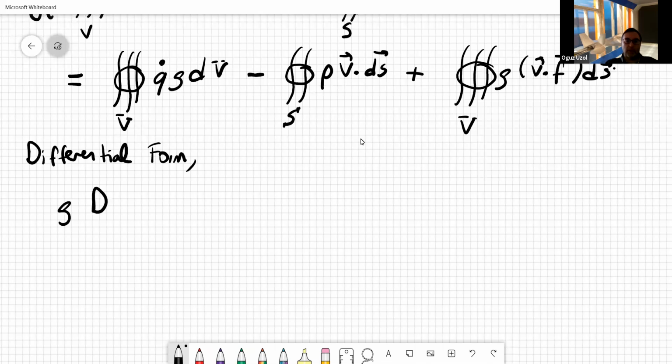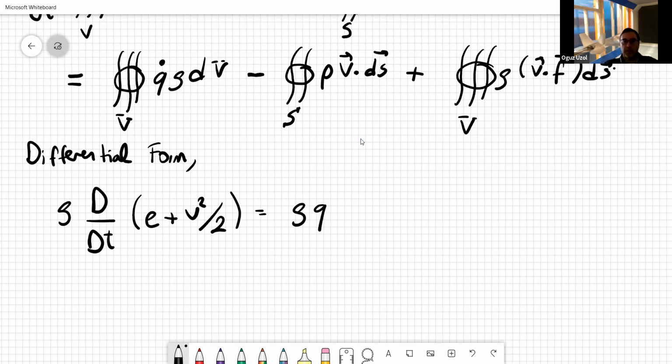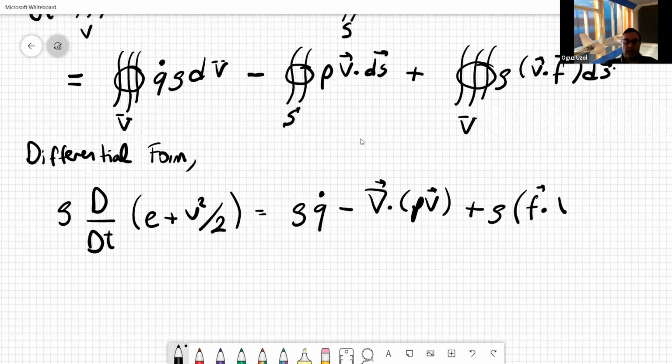So it looks more like this. The substantial derivative of the total energy level of a fluid or gas, let's say, so I'm ignoring the potential energy, E plus V squared over 2, must be balanced by a heat flux acting on it, a work term that is done by the fluid particles as they move against some body force field.